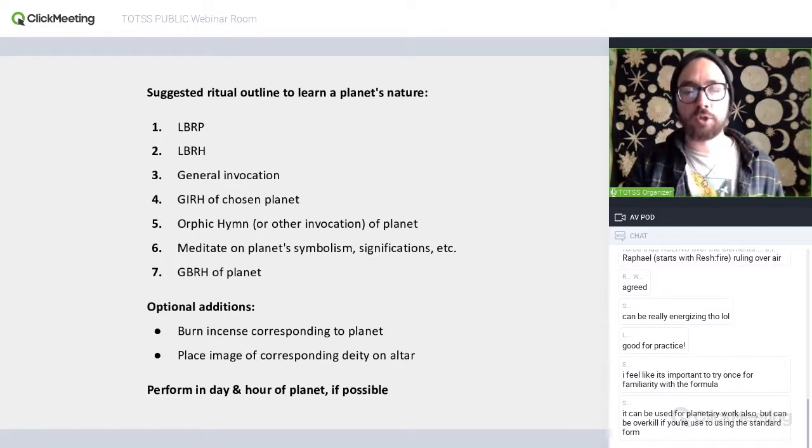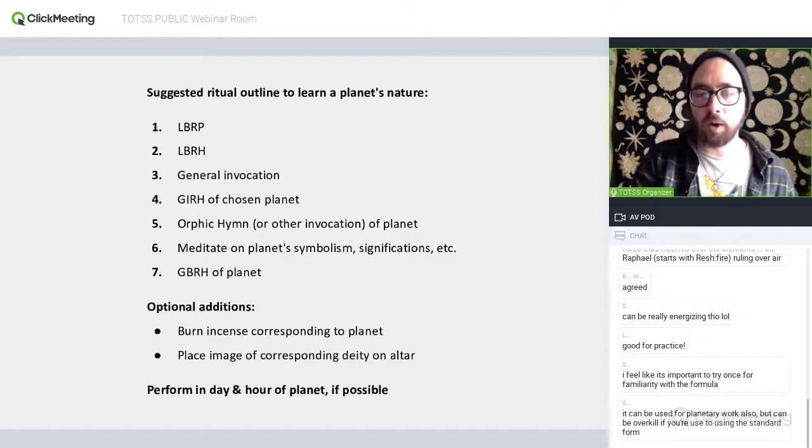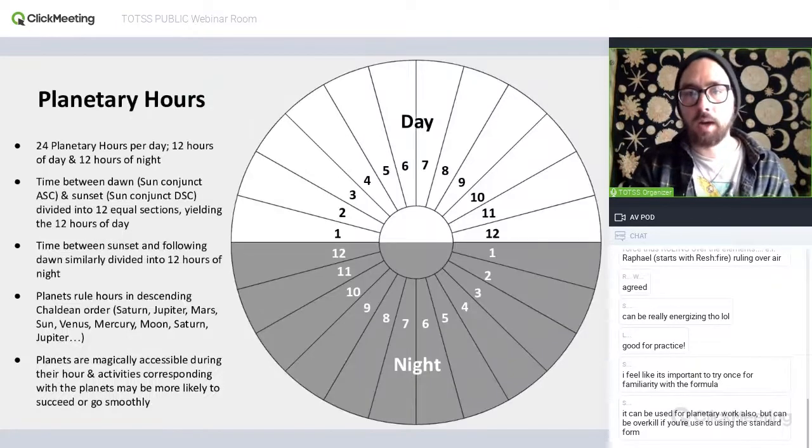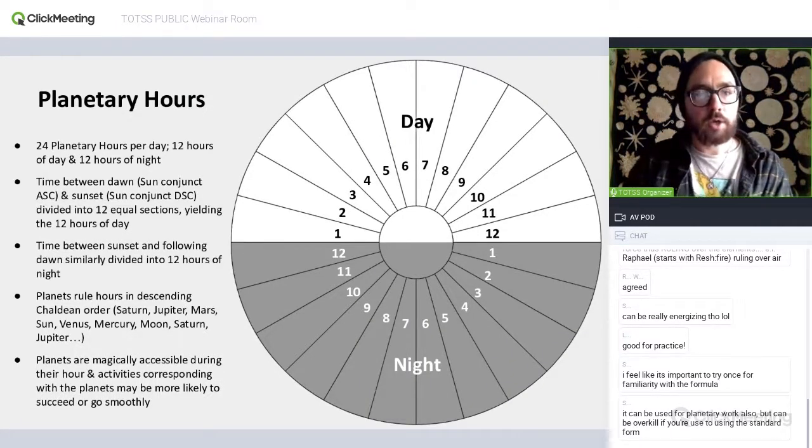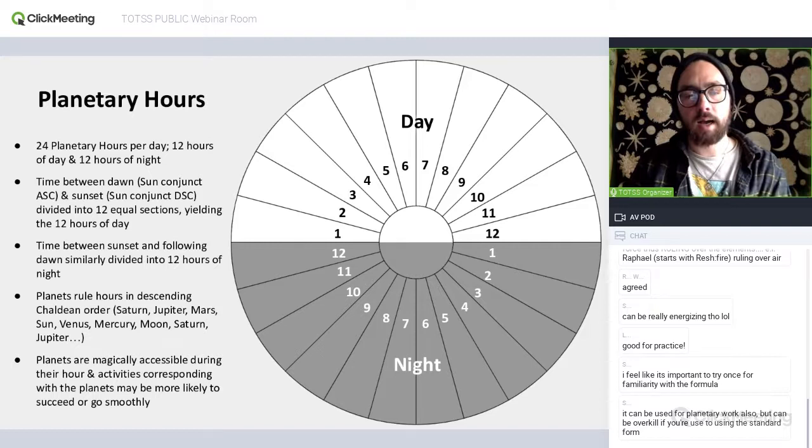But here you can just use the timing technique of planetary days and hours. So let's talk about what those are. So planetary hours, what we're going to do is divide the day and night into 12 equal sections each. So the hours of the day will all be the same length, and the hours of the night will all be the same length.